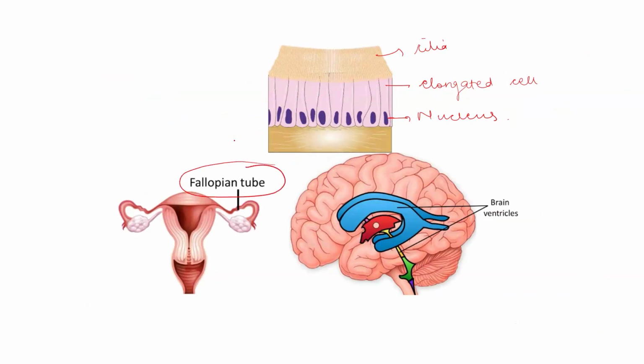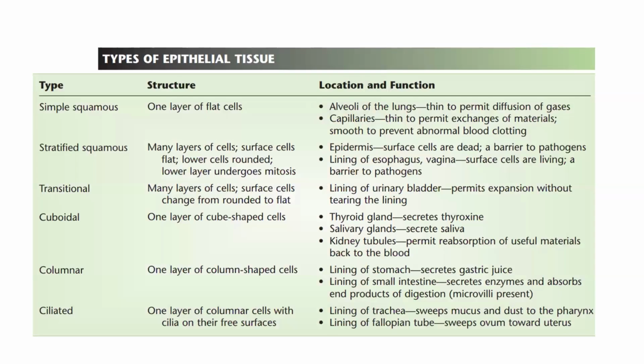As I mentioned, they are present in the nasal tract, the nasal cavity. They are also present in the brain ventricles. The function of cilia in the brain ventricles is that they help in sweeping the CSF, that is the cerebrospinal fluid, which is present in the brain. So this is the summary of the different types of epithelial tissues which we discussed.